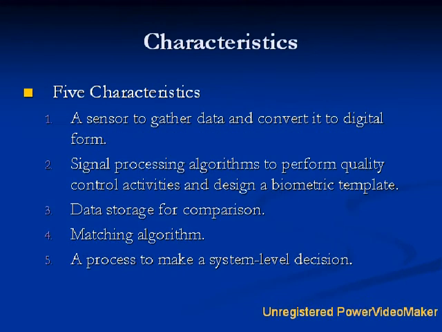There are 5 characteristics that are necessary to support a biometric system. 1. A sensor to gather data and convert it to digital form. 2. Signal processing algorithms to perform quality control activities and design a biometric template. 3. Data storage for comparison. 4. A matching algorithm. 5. A process to make a system-level decision.